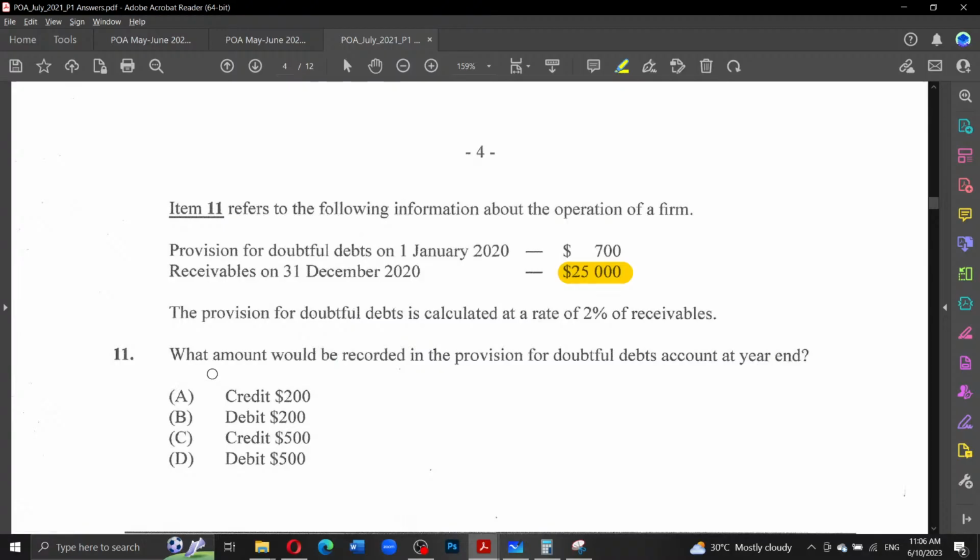Let's see what's required of us. What amount would be recorded in the provision for doubtful debts account at the year end? So you have to create a debit entry of $200 because the amount decreased by 200. When it decreases, you create a debit entry. When it increases, you create a credit entry in the provision account. The decrease here is treated as an income. So once it's debited in the provision for doubtful debts account, it will be credited in the income statement as income.